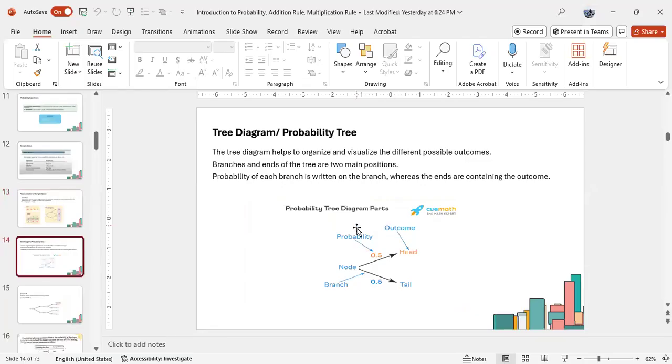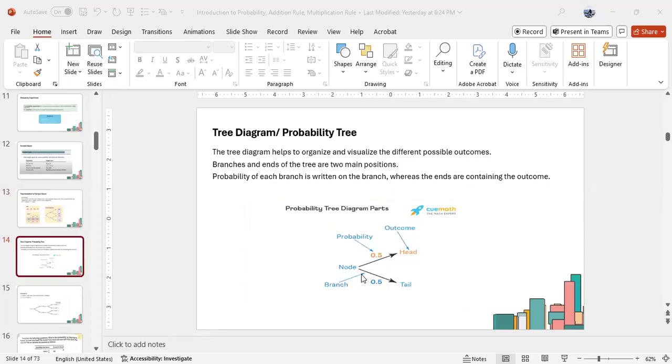What is a T-diagram or probability tree? The T-diagram helps to organize and visualize the different possible outcomes. Branches and ends of the tree are the two main positions. The probability of each branch is written on the branch, whereas the ends contain the outcome.